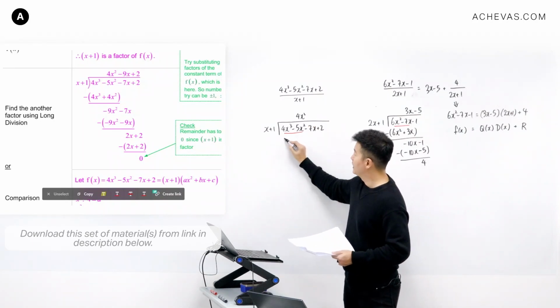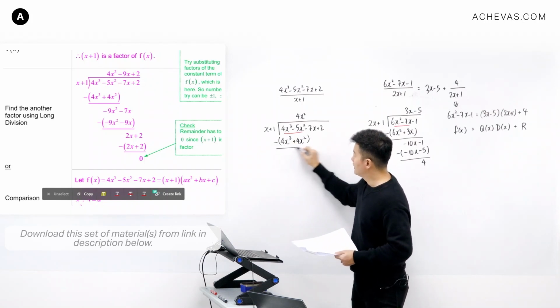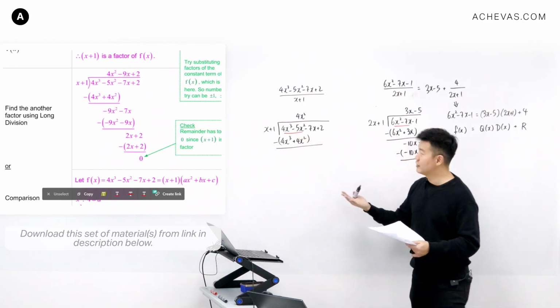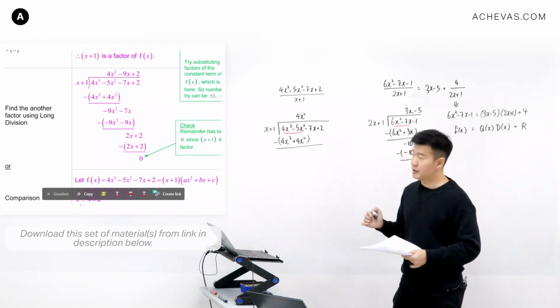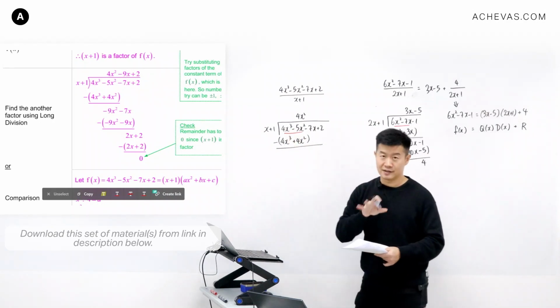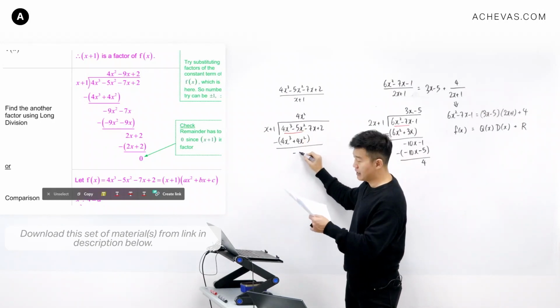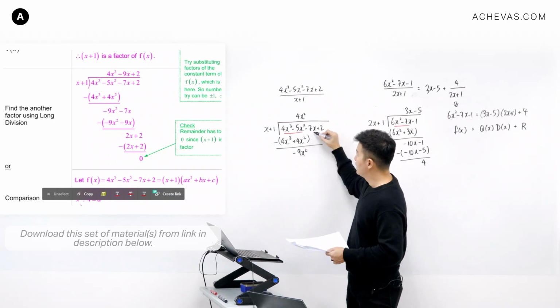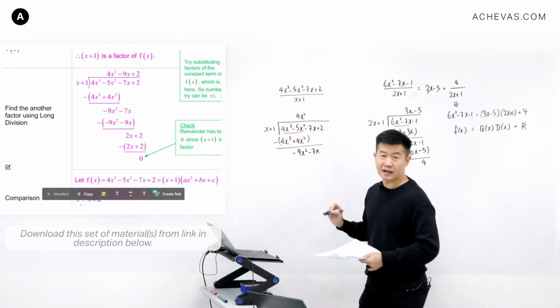So this multiplied by this gives me a 4x to the power of 3. This multiplied by this, it will be plus 4x squared. So I'm going to take this red color underlined expression and minus this away from it. So this minus this, 0. Okay, that's what we are trying to achieve. And this minus this gives me a minus 9x squared. Then I'm going to bring this down, which will give me a minus 7x.